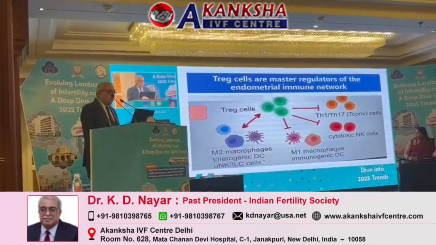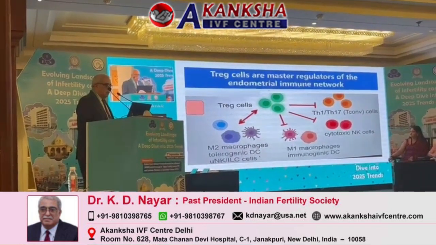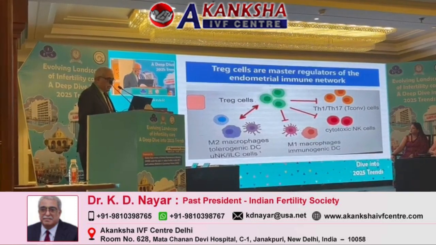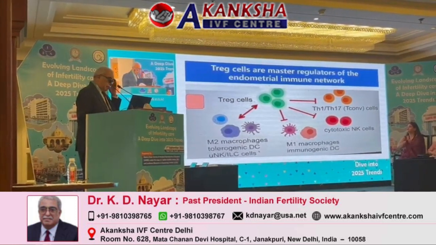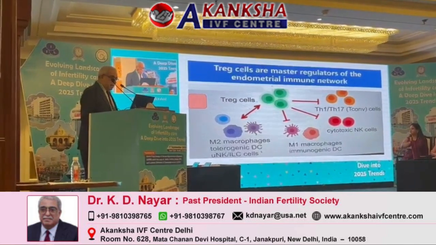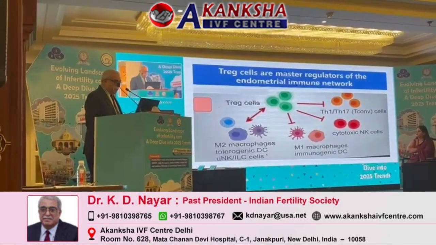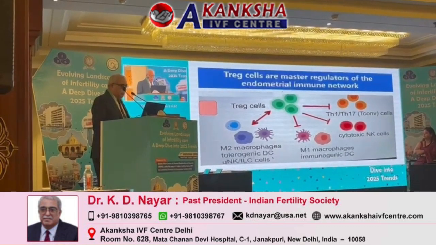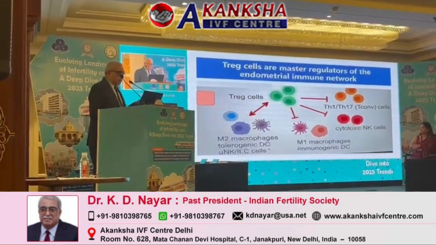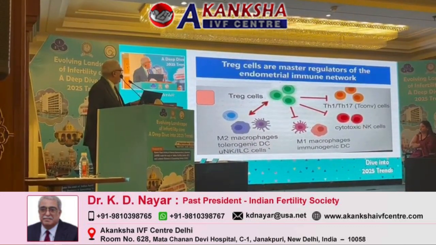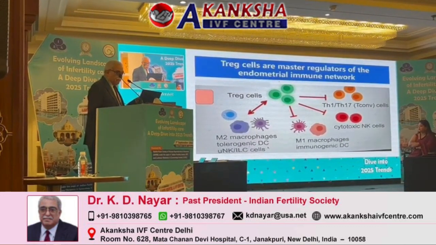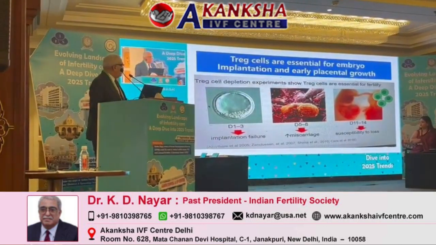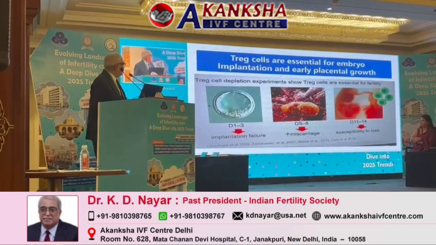The Treg cells are the master regulator of the endometrial immune network. Treg cells can give us T helper 1 to T helper 17. They can give us cytotoxic NK cells. They can give M1 macrophages, or they can give us tolerogenic dendritic cells. So basically it is the Treg cell which is the master regulator. They can produce any of the subset cells. And Treg cells are essential for embryo growth and implantation in early pregnancy.